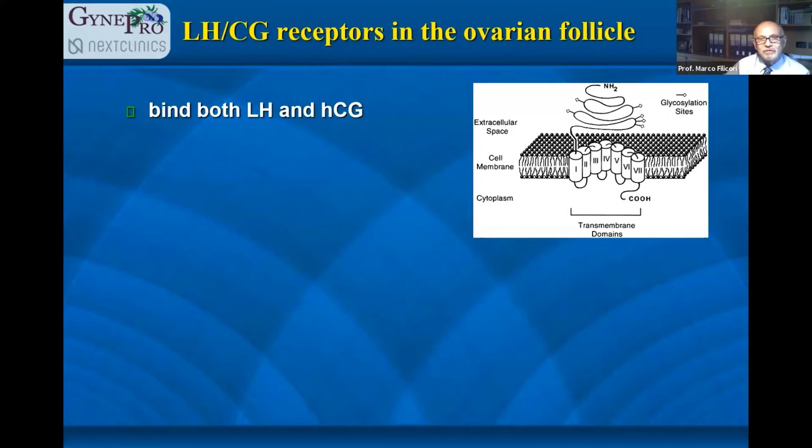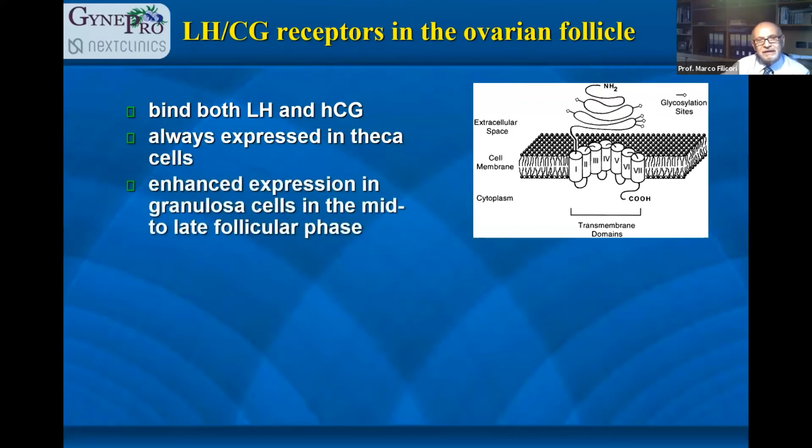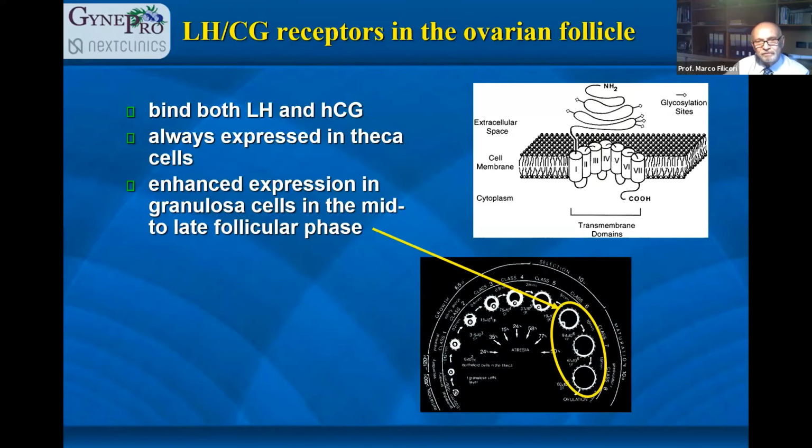that I'm sure all of you know, that the receptor for LHCG is a single receptor that binds to both LH and HCG. It is always expressed in theca cells, and it has enhanced expression in granulosa cells in the mid to late follicular phase. And basically that is what makes the follicle capable of ovulating, because it's only then that the follicle can respond to the mid-cycle LH surge.